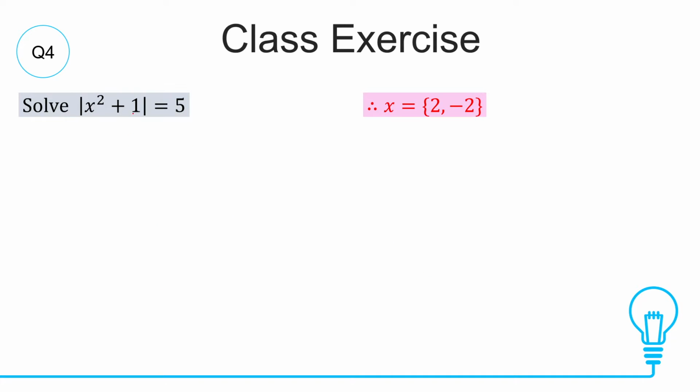How about this one? Nothing different. So first thing, I have x squared plus 1 equals 5, or x squared plus 1 equals negative 5. This one is x squared equals 4.